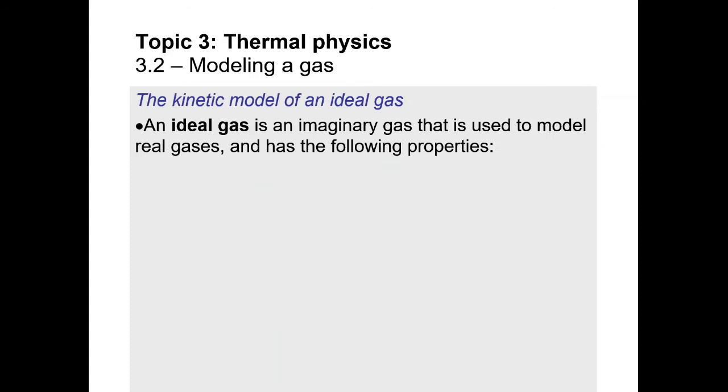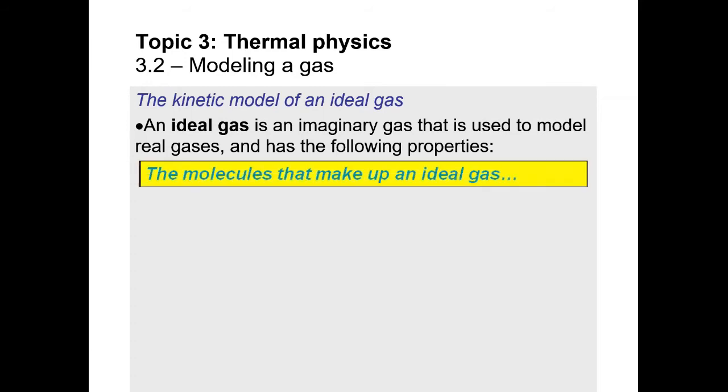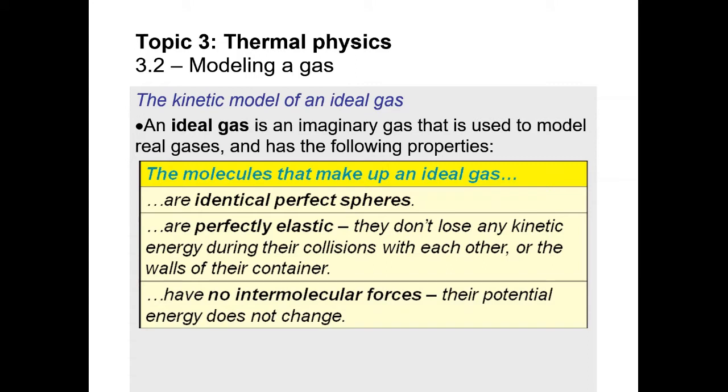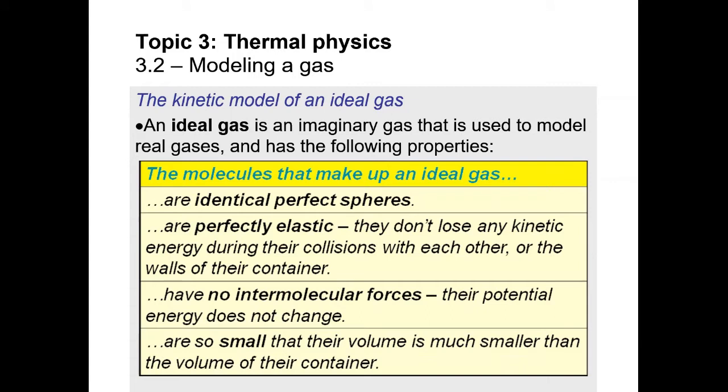An ideal gas is an imaginary gas that is used to model real gases and has the following properties. The molecules that make up an ideal gas are identical perfect spheres, and are perfectly elastic, which means they don't lose any kinetic energy during their collision with each other or the wall of the container, and it has no intermolecular forces. Their potential energy does not change.